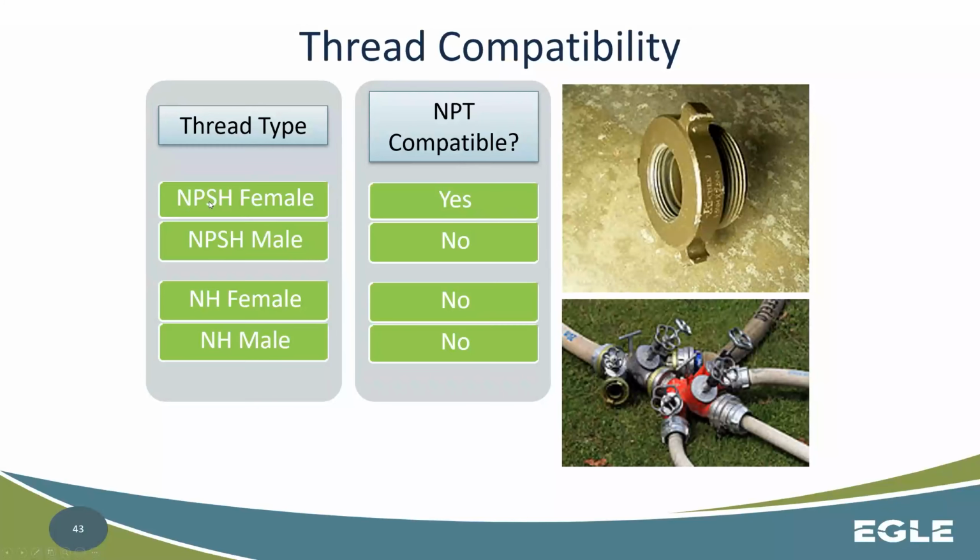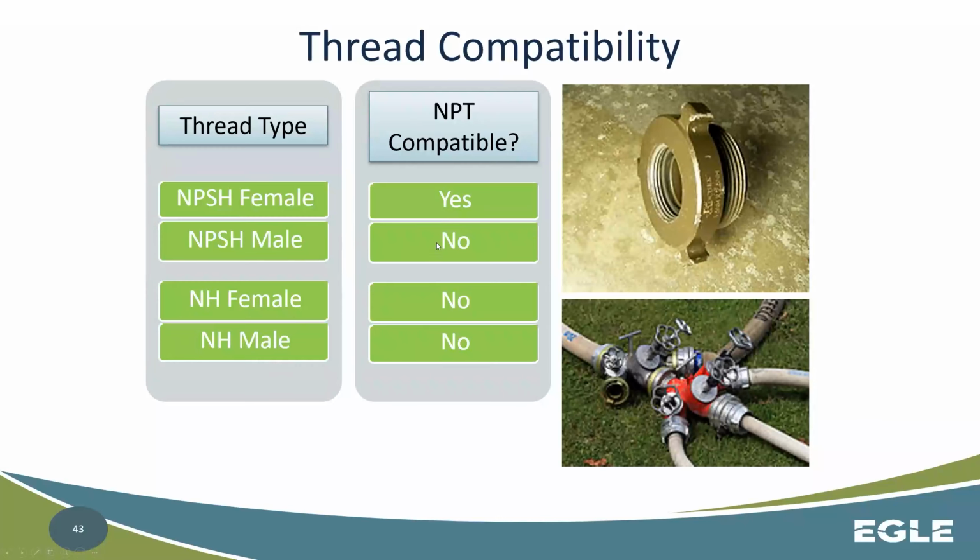NPT is compatible with NPSH female threading. It is not compatible with the NPSH male threading. So you can't go get a female NPT coupling and hook to an NPSH male. It's not going to work. Same thing with the NH females and NH males. Your NPT threadings are not going to work in those scenarios. They will look like they're going to work. They will act like they're going to work, but what you will never achieve is a seal.